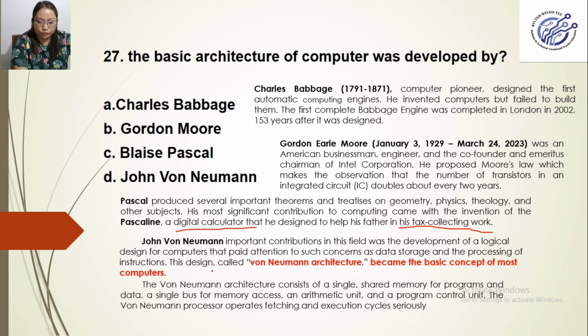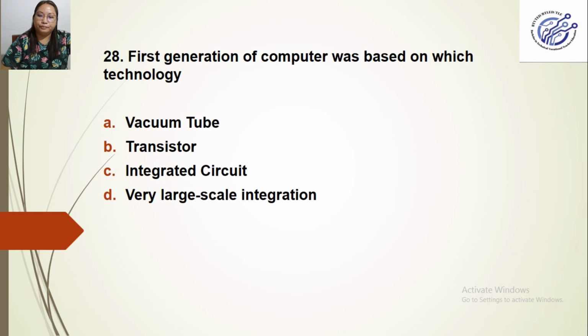So sabi dito, yung von Neumann architecture daw consists of a single shared memory for programs and data, a single bus for memory access, an arithmetic unit, and a program control unit. So, the von Neumann processors operate fetching and execution cycles serially. So, again, sa ating number 27, yung sagot po natin is letter D, John von Neumann.